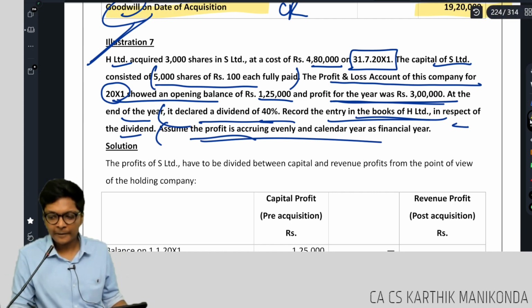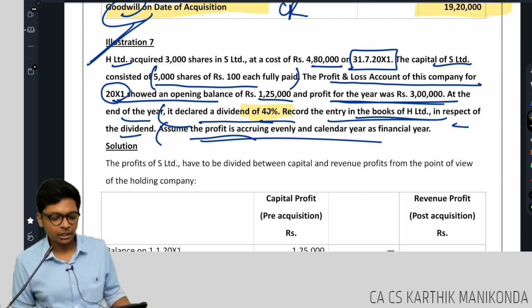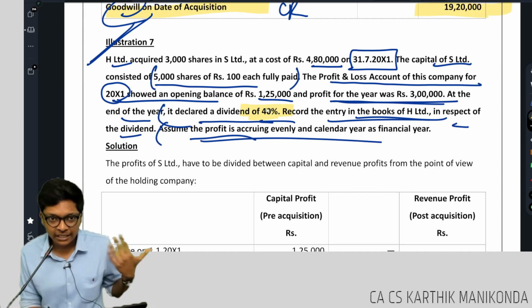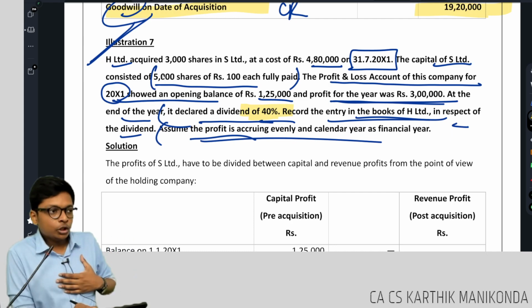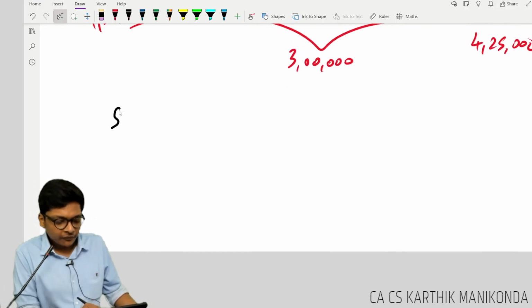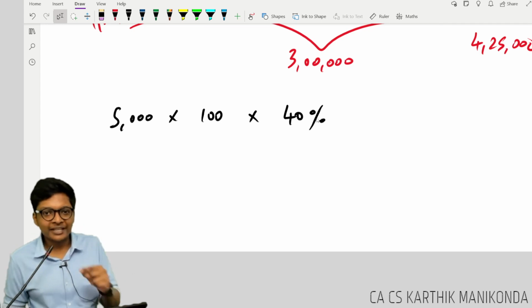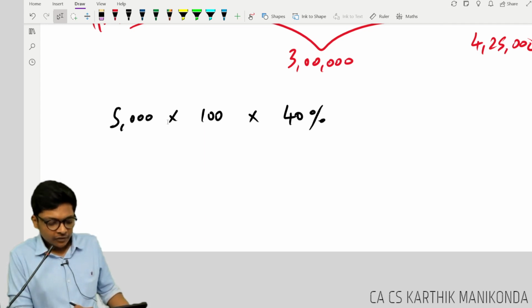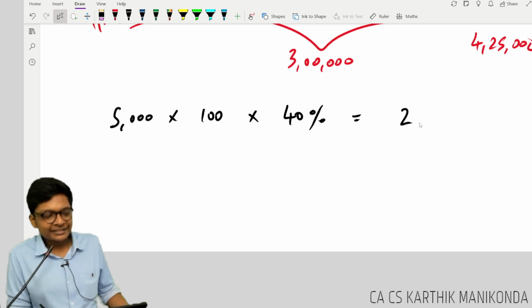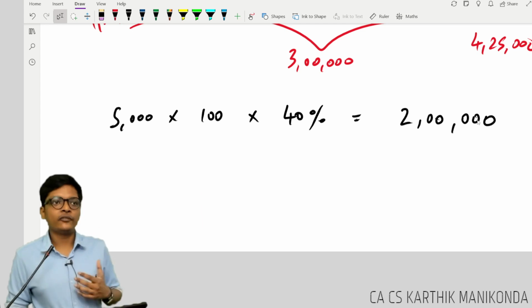Compute what is the dividend? 40% on the shares of subsidiary. What is the shares of subsidiary? The question has the data. Line 2: 5,000 shares into 100. So the dividend paid by subsidiary is 5,000 shares into 100 into 40%, which is the amount of dividend declared. That means 5 lakhs into 40% is 2 lakhs, without calculator or with calculator, same answer. 2 lakhs will be the amount of dividend.